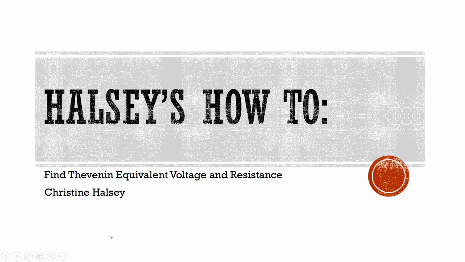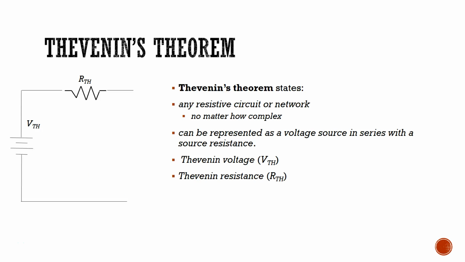Hello, Christine Halsey here, and we're going to look at how to find Thevenin equivalent voltage and resistance for circuits. The Thevenin theorem states that any resistive circuit or network, no matter how complex, can be represented as a voltage source in series with the source resistance, also termed Vthevenin or Rthevenin.